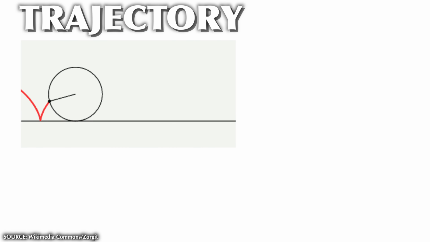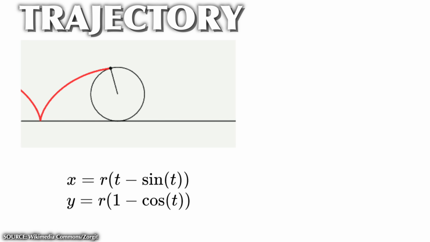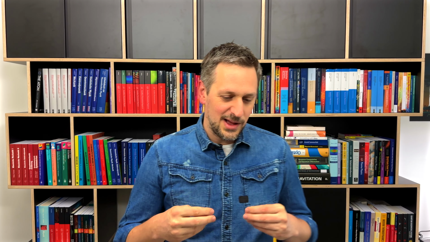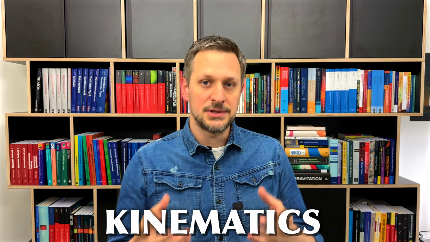We can describe the trajectory by drawing it, by describing it through a mathematical formula, or even by listing enough data points in a big table. Now, actually calculating this trajectory is a rather difficult problem in itself, and it will be dealt with in the next video about dynamics. Here in this video we will discuss what we can do when we already have this full trajectory, which is called kinematics, the description of the motion.